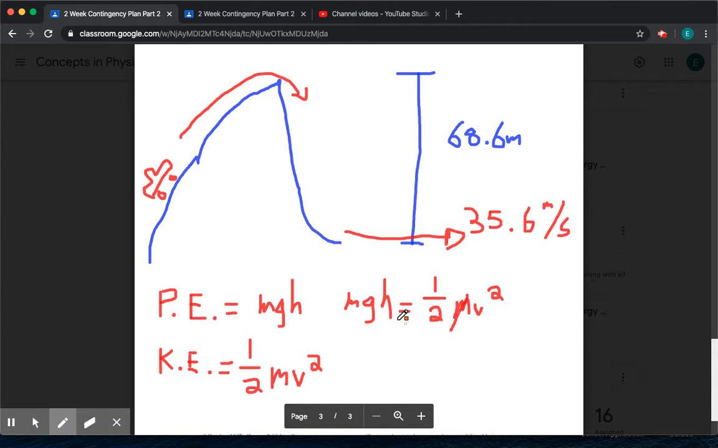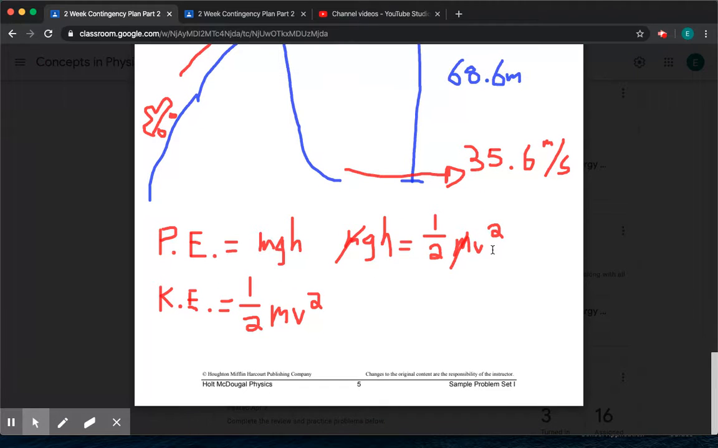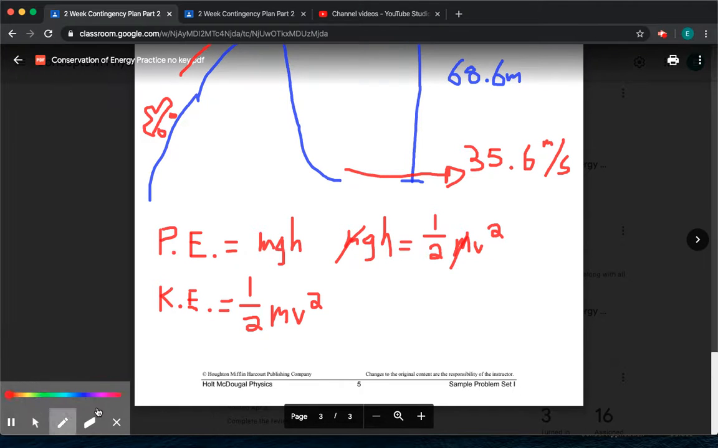you can actually get rid of the masses, okay? You can get rid of the masses. Now that the masses are gone, you can solve for v squared like this. Okay, rearrange the equation, you get that v is equal to the square root of 2gh. You just have to take the square root of that entire thing, okay?